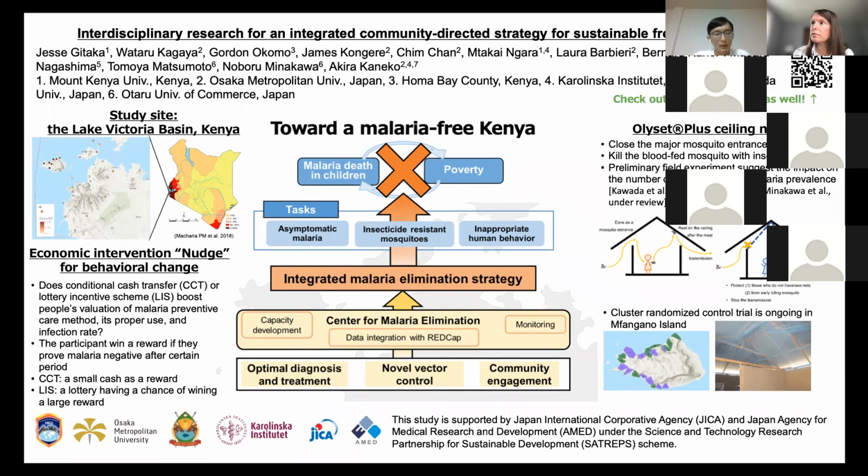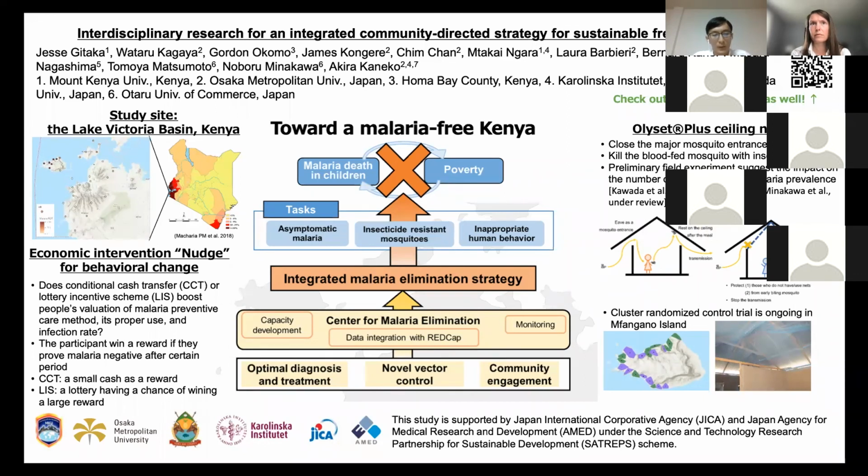Another major pillar of our field trial, showing on the left side, is that it targets inappropriate human behavior. By collaborating with economists, we came up with an incentive scheme to motivate community people toward better practice. The scheme, called conditional cash transfer and lottery incentive scheme, allows participants to get some incentive if they can prove malaria negative after a certain period. This scheme leads the community to maintain better malaria preventive measures and lets them experience a less malaria prevalent situation.